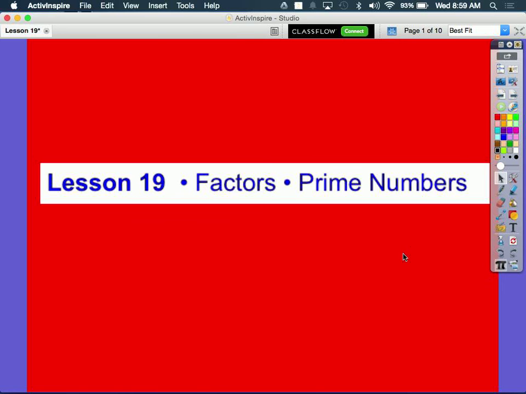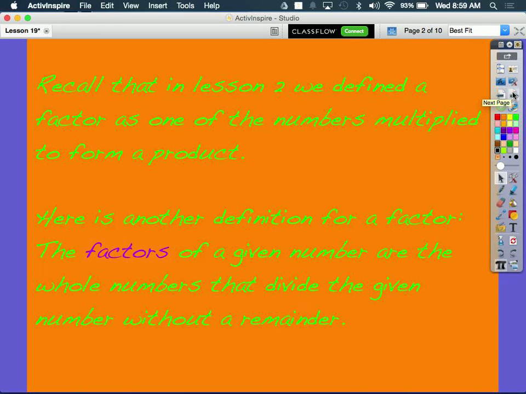For lesson 19, we're going to talk about factors as well as prime numbers. So recall that in lesson 2, we defined a factor as one of the numbers multiplied to form a product. Here's another definition for a factor. The factors of a given number are the whole numbers that divide the given number without a remainder. Okay? So numbers that go into it, that we can multiply together to get our number.